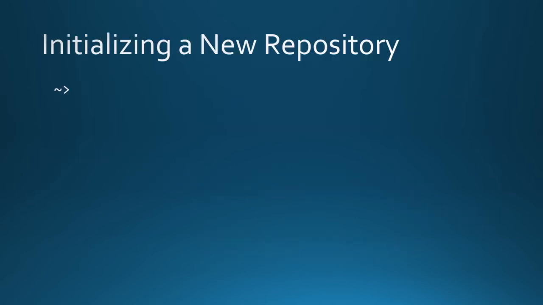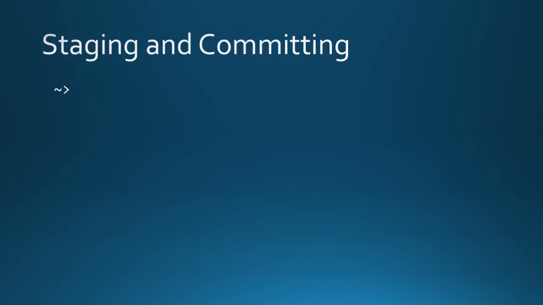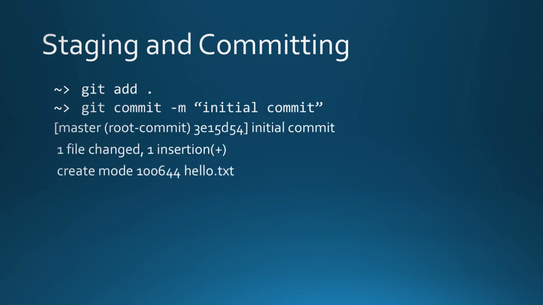There are two ways to initialize a new Git repository. The first way is to do so locally. Here we start with a new empty directory, we change into that directory, and then we use the command git init to initialize the new empty Git repository. After initializing the repository, we add all files in the current directory to the staging area. Then we commit the files with a message that we define with the -m flag.